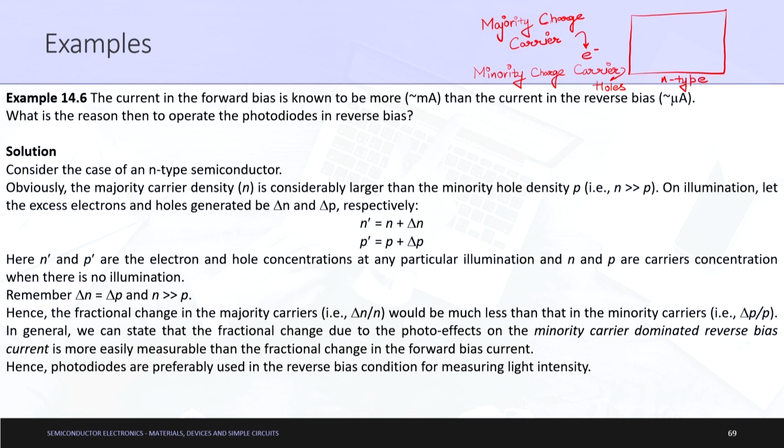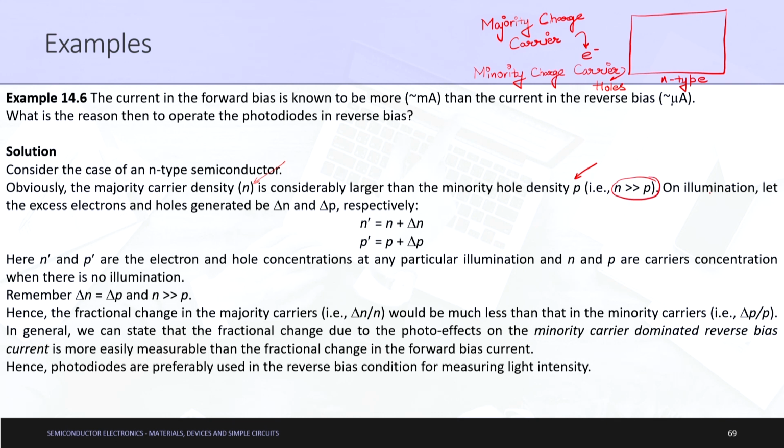So, consider the case of an n type semiconductor. Obviously, the majority carrier density n is considerably larger than the minority hole density p, quite evident. The density of the electrons will be greater than the density of the holes, clearly, as you can see above also, that is n is greater than p, clear.